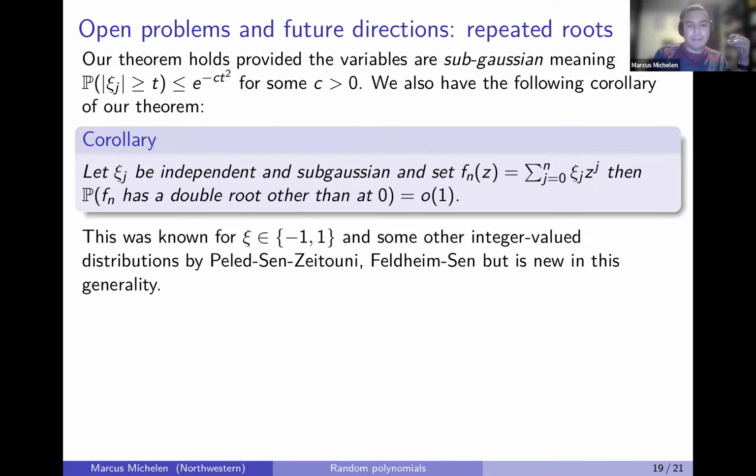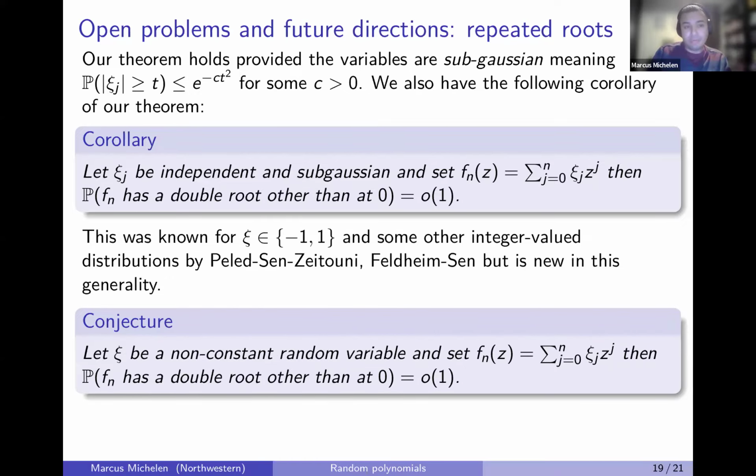But this should just be true, right? We shouldn't need any tail bound in order for this to be true. And I suspect if you give me any non-constant random variable and look at this power series, then the probability that it has a double root other than at 0 should be little o(1). And everything I talked about for our approach was quite analytic. We're really dealing with how big everything is, and that's just not true if I don't make any further assumptions here.